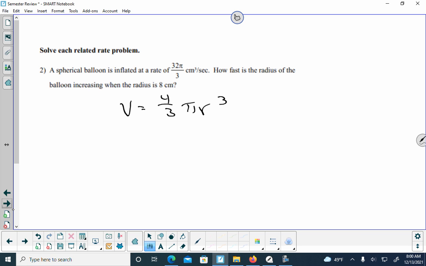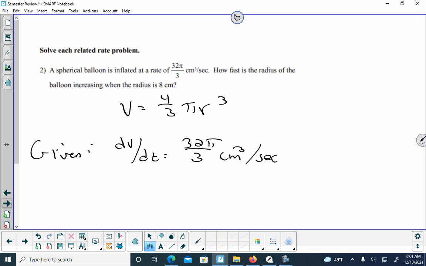So then what I'm given is that the change in the volume with respect to time is that 32 pi over 3 centimeters cubed per second. What am I trying to find? I'm trying to find the change in the radius with respect to time when my radius is equal to 8 centimeters. So that's my given information.